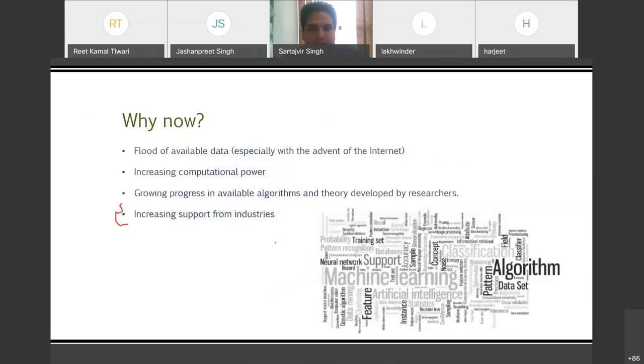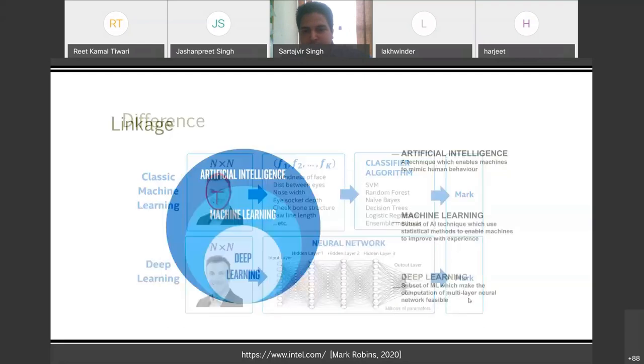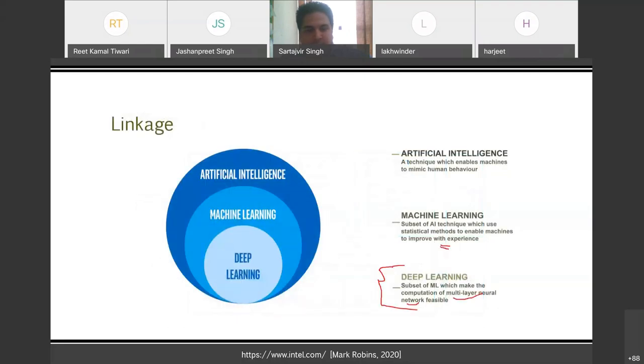So there are three basic terms which are most relevant to each other. The first one is artificial intelligence. Artificial intelligence is a technique which enables the machine to mimic human behavior, and machine learning is a subset of AI which uses statistical methods to enable the machines to improve with experience. Further, there is deep learning, a subset of machine learning which makes the computation of multi-layer neural networks feasible. This is a very important term; the multi-layer neural network we will cover in the upcoming slides.